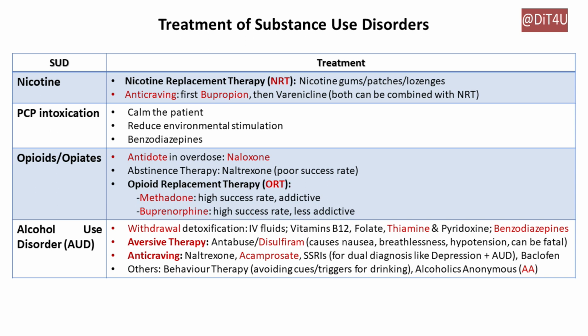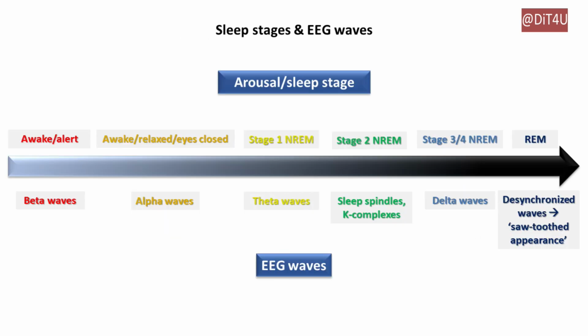Okay. Sleep disorder, stages of sleep. That's why it's light here and it gets darker as you go in deeper into sleep. When you are awake and alert, you have beta waves in your brain in the EEG. Awake, relaxed with eyes closed, alpha waves. Stage 1 NREM, theta waves. Stage 2 NREM, very, very specific type of EEG waves called sleep spindles, K complexes. Okay, that is present only in stage 2.